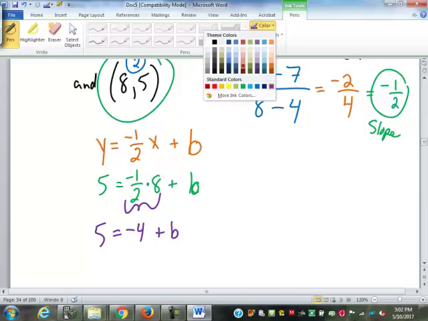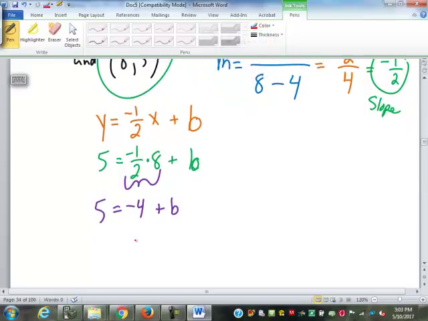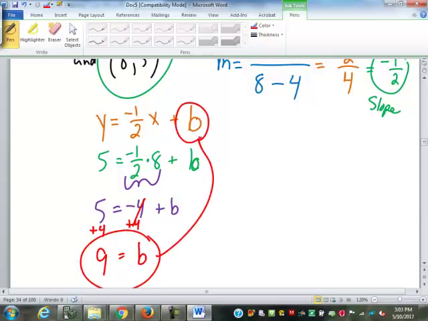And what's next? Add 4. Add 4 since it's a -4. So 5 plus 4 is 9. That cancels out. So b equals 9. So we bring that up here and we replace b in that equation. So that becomes y equals -1/2 x plus 9. Good.